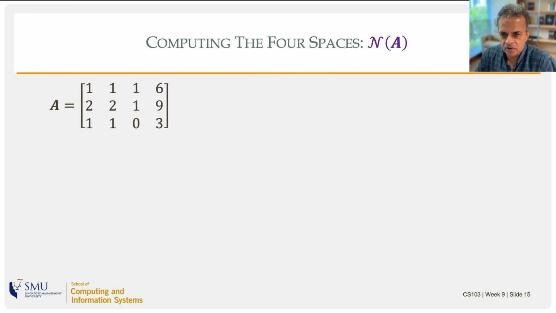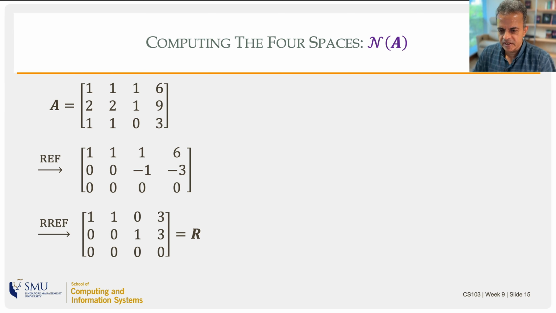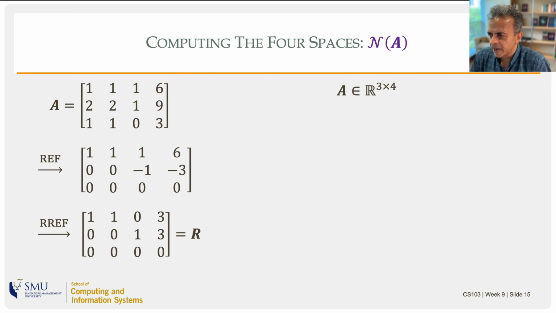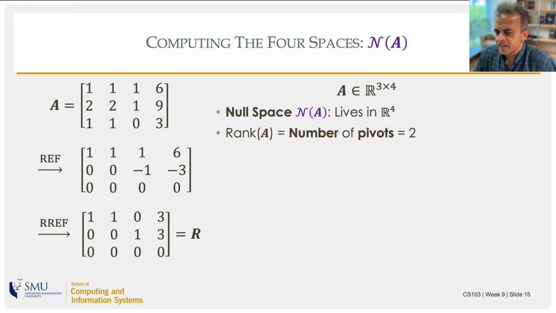So let's compute it for one matrix here. This is a matrix that we went through in a column space computation. As you can see, this will turn out to be a rank 2 matrix. 3 rows, 4 columns, rank is 2. So A is a member of R3 by 4. So null space lives in the input side, the number of columns. So null space is a subspace of R4, and its dimension is the nullity.